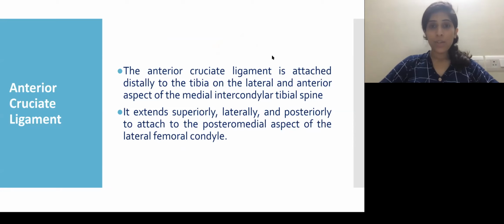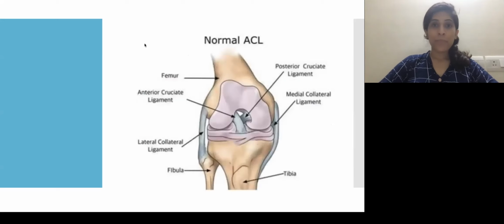So the anterior cruciate ligament is attached distally to the tibia on the lateral and anterior aspect of the medial intercondylar tibial spine, and it extends superiorly, laterally and posteriorly to attach to the posterior medial aspect of the lateral femoral condyle. I'll show you with this diagram.